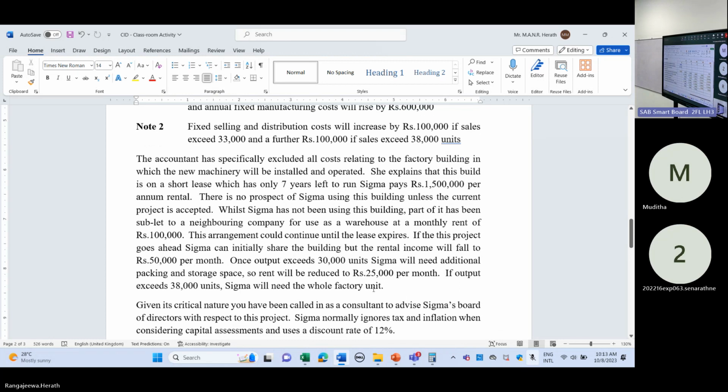We will need the whole factory. Given its critical nature, a consultant has been called in to advise Sigma's board of directors with respect to this project. Sigma normally ignores tax and inflation when considering capital investment, using a discount rate of 12%, right?